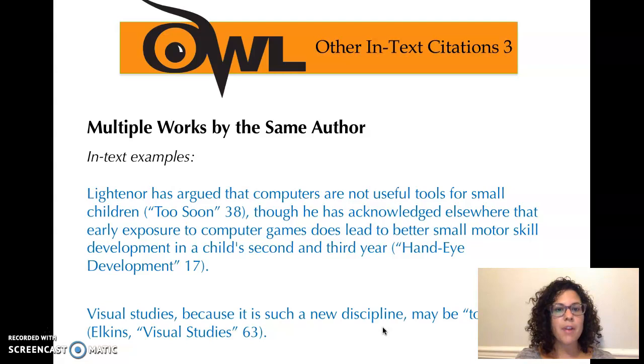Multiple works by the same author, again, this happens because you have experts in the field and they might write more than one article on your topic. So here we have Leitner, who has written two articles, one article called Too Soon and one article called Hand-Eye Development. So you would want to put the name in the sentence, and then your parenthetical would be where you would put the actual article name in quotation marks and the page number if you have it.